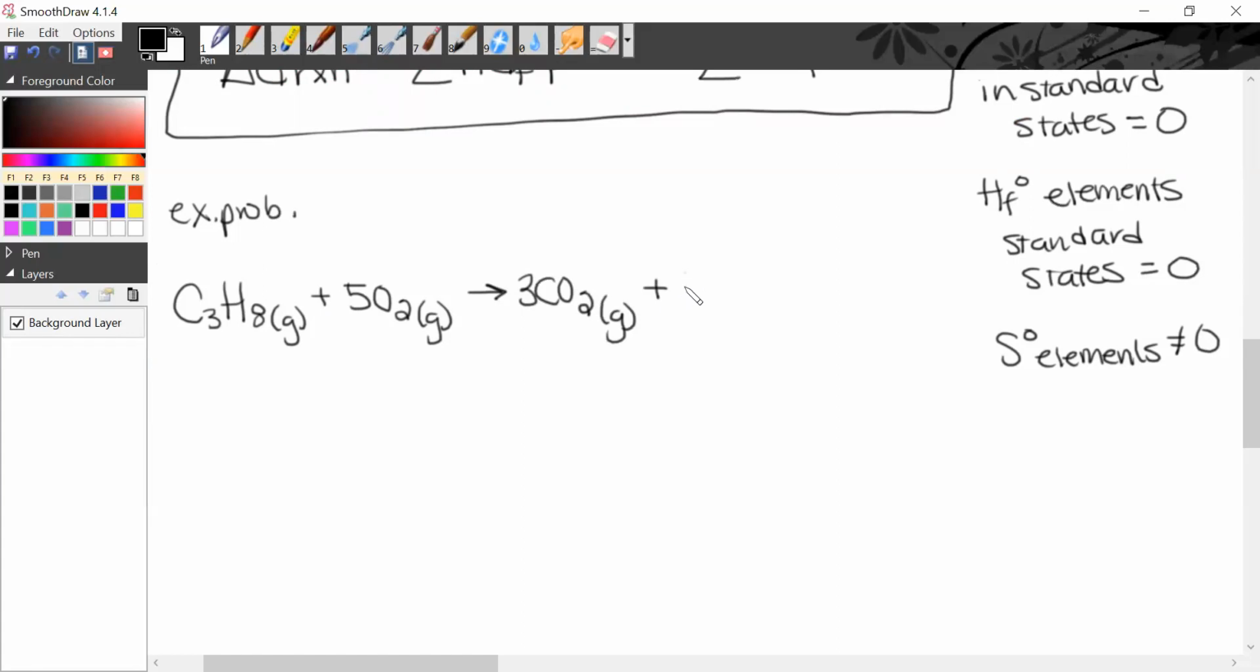Plus 4H2O. All right. The delta H for this reaction is negative 2220 kilojoules.